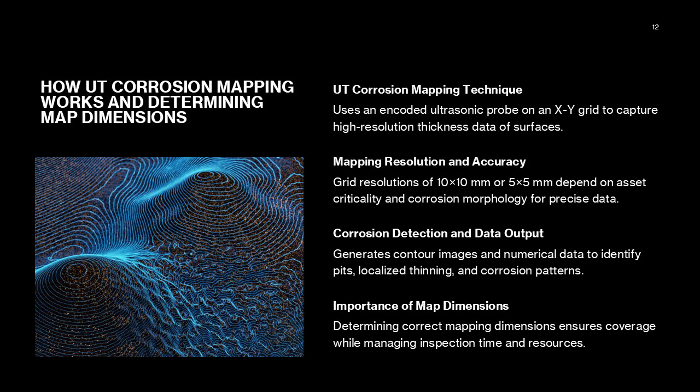This technique supports fitness for service, FFS, assessments under API 579 by providing accurate minimum thickness values and identifying critical corrosion clusters. It is particularly beneficial when making repair decisions, assessing remaining strength, or validating the effectiveness of corrosion mitigation programs. Determining the correct mapping dimensions is essential to ensure comprehensive coverage while managing inspection duration and resource usage.